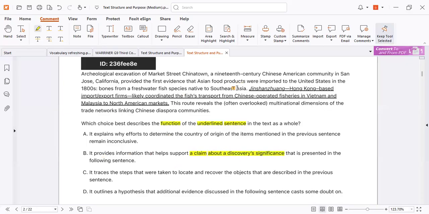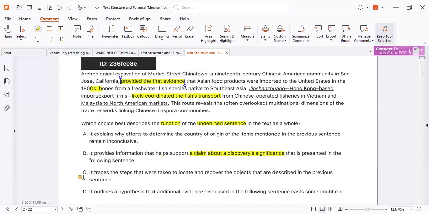Where is it? Here. He said coordinated the fish transport from Chinese operated fisheries into. So that means coordinated help support. Do you imagine? Yes. That means it's evidence. And something else can help you using the calling. After calling, we have explanation to prove something before. As he mentioned here, provided the first evidence.